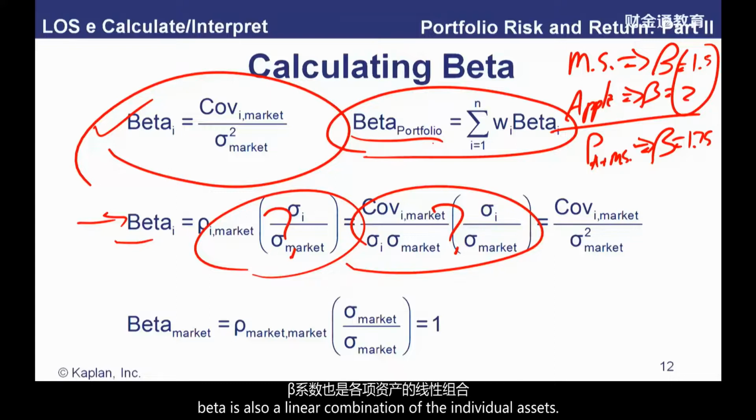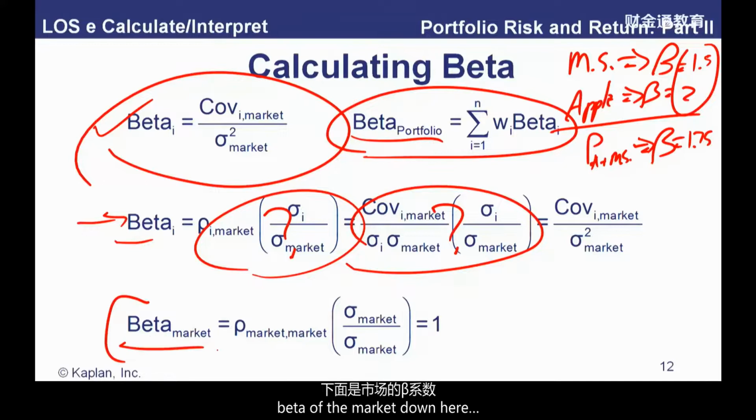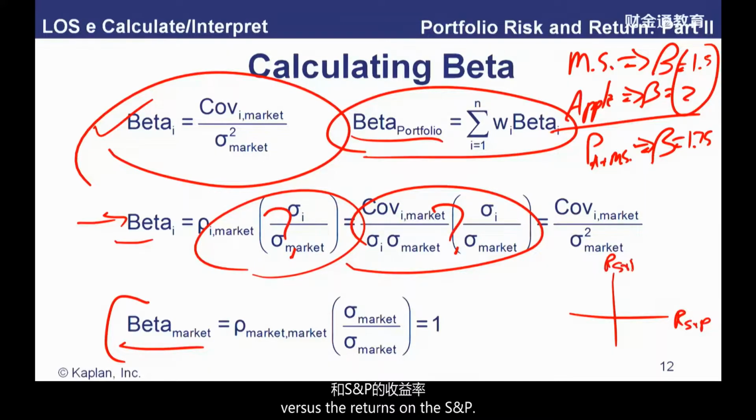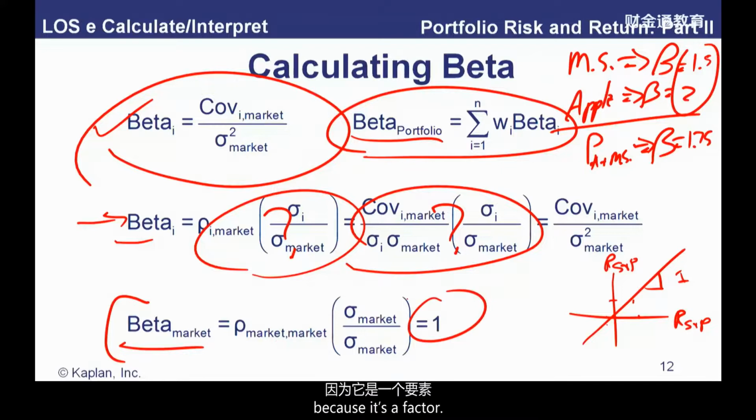Beta is also a linear combination of the individual assets. And then finally, as an intuitive point, the beta of the market. If we wanted to estimate the beta of the market, we would look at the returns on the S&P versus the returns on the S&P. When the S&P goes up 5, the S&P goes up 5. When the S&P goes down 2, the S&P goes down 2. This is going to be a straight line. There's not going to be any spread because it's perfectly diversified, and the slope of the line by definition is going to be equal to 1. So the beta of the market is always going to be equal to 1 because it's a factor.